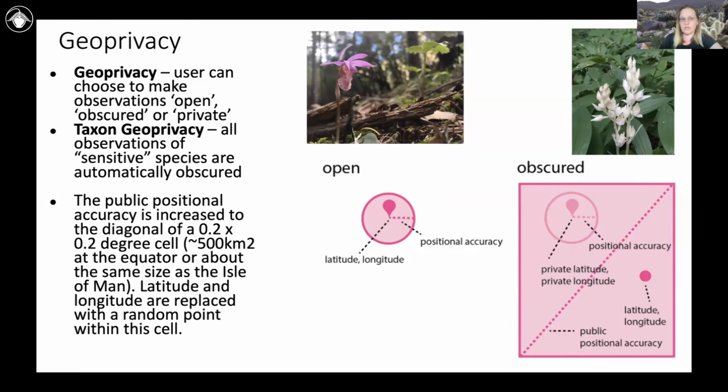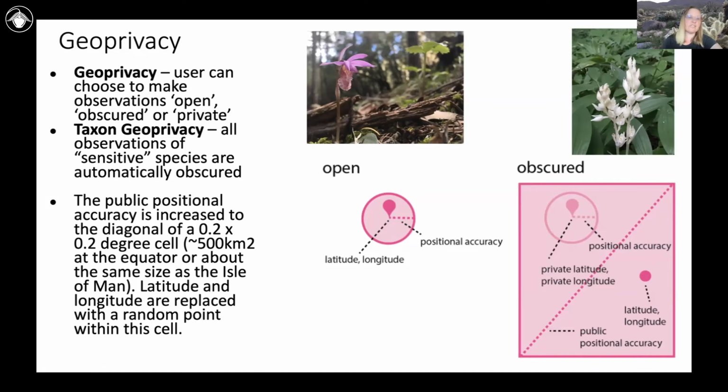So you can obscure something yourself, or you can just make it private altogether and there is no location of any kind. And so that is not eligible to become a research grade observation. So this is the geoprivacy that you can control yourself when you are making an observation.